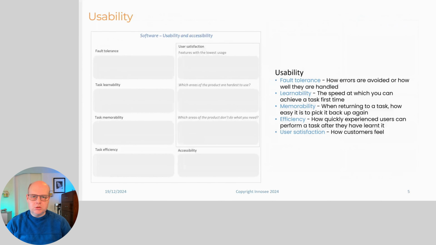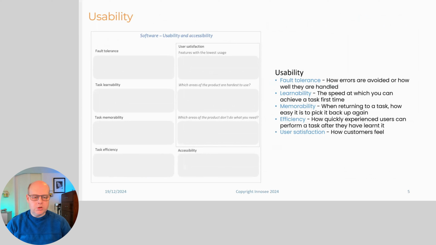Starting with usability, what we mean by this is fault tolerance, how errors are avoided, how well they are handled. This is very important. If an error is not well handled, at its worst, it could cause that customer to need to contact your support teams. This lowers customer satisfaction and increases costs for yourself.